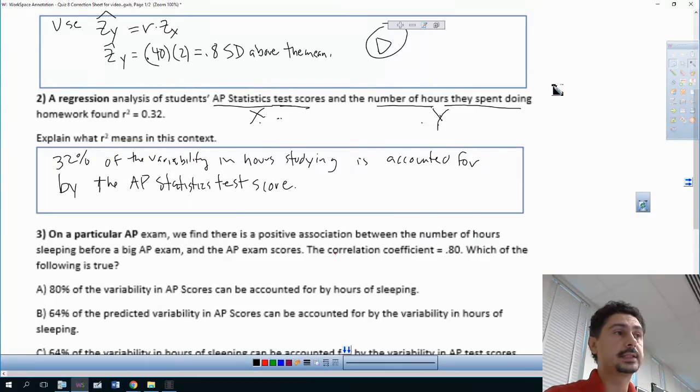I know your instincts may occasionally have told you number of hours comes first, AP test scores come second, but they could have done the analysis in reverse. And I did say during the quiz time to read from left to right. So this is the way it gets written. All right. Next, number 3.